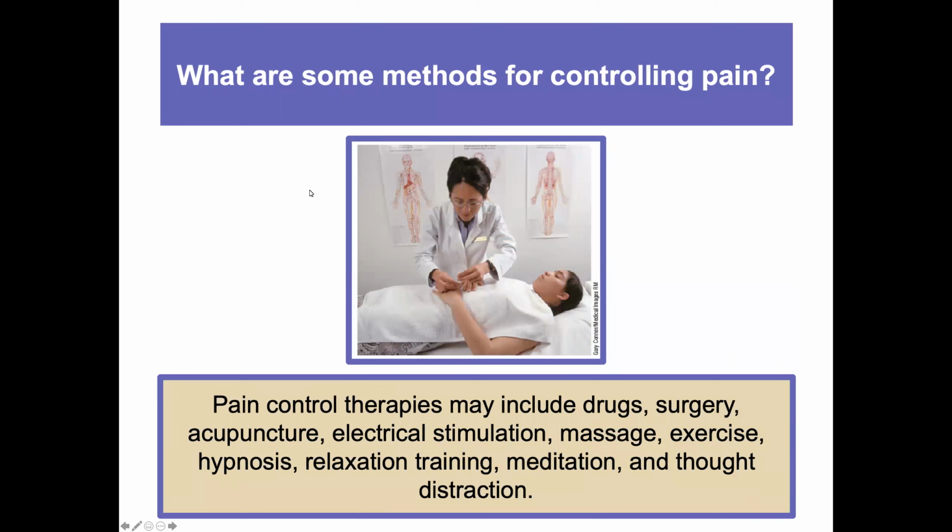What are some methods for controlling pain? Well, pain control therapies can include things like drugs, surgery, acupuncture, electrical stimulation, massage, exercise, hypnosis, relaxation training, meditation, and thought distraction. Lots of different ways to try to control pain. Most people probably think a lot about the drugs or the surgery part of it, and less so about some of these other ideas here that can be helpful in controlling different types of pain.